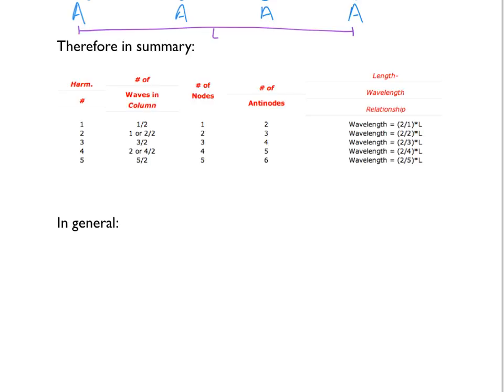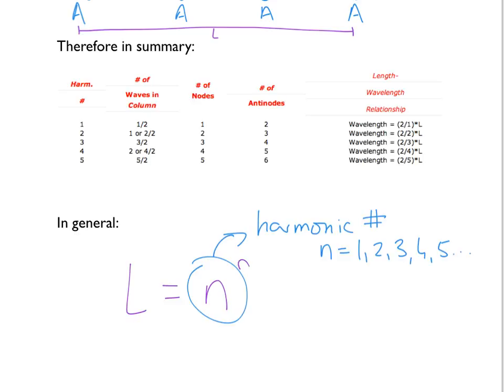I hope you all noticed that there's a pattern, and that pattern is that length is equal to n, which is going to represent our harmonic number, times your wavelength divided by 2. And if you go back, you'll notice that this is consistent with our findings.